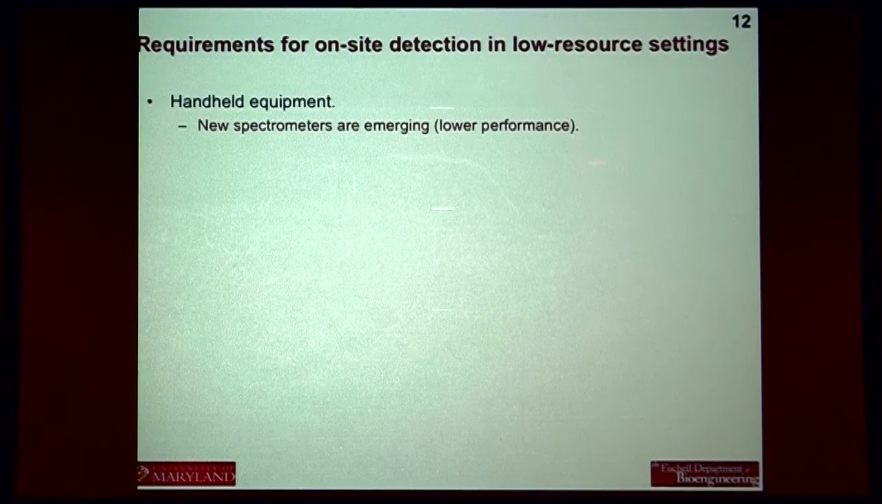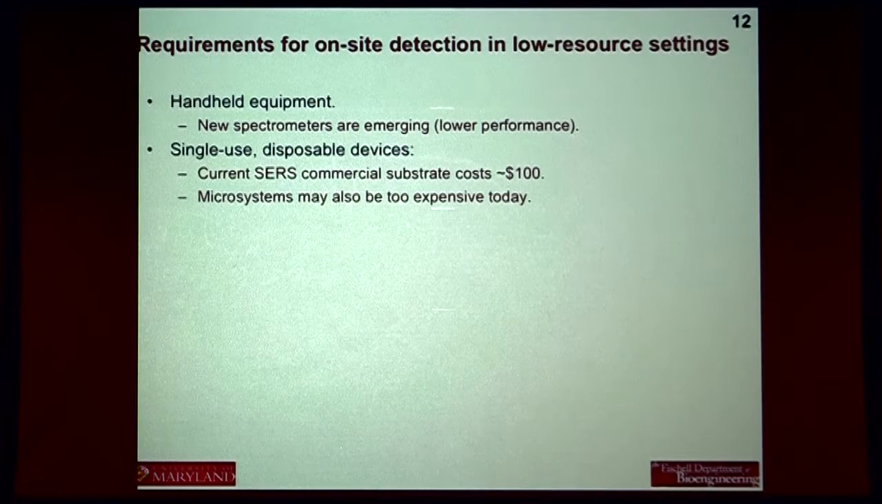So let's think about, to see if we can get there, let's focus on what's really needed for that concept of on-site detection. So what I see that as meaning is handheld equipment, so not that giant spectrometer. Now the spectrometer companies are actually paying attention. So over the last year, I would say there have been about 10 new handheld spectrometers that have hit the market. So they're at least thinking about it. So the performance isn't as great, so we have to keep in mind the effect of that. But we are seeing this concept of the handheld Raman spectrometer is coming out.